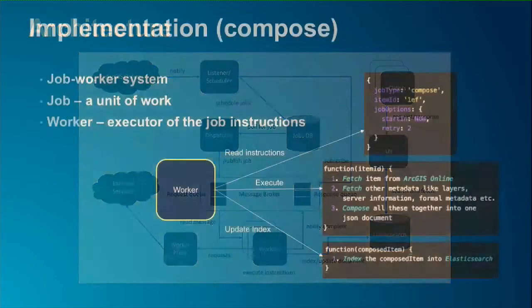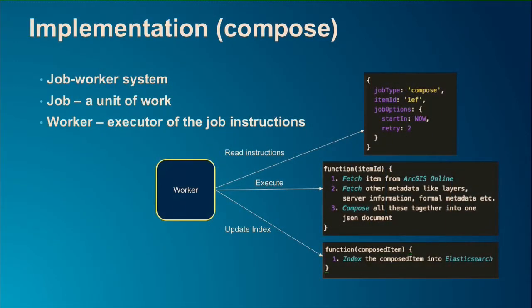Now let's quickly take a look at how the job worker system really works. So we have a very consistent set of instructions, a JSON document that you can see. It consists of the item ID, the job type, and the job name that needs to be run. In this case, we are trying to compose an item from ArcGIS Online. So all the jobs basically have this signature: the read instructions, the execute, and the update index.